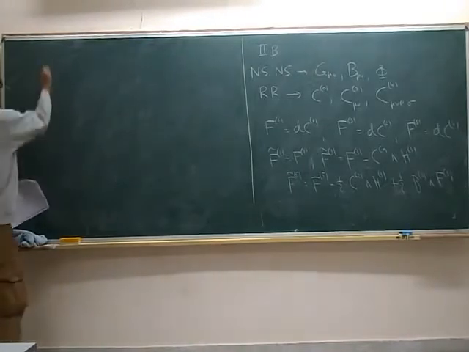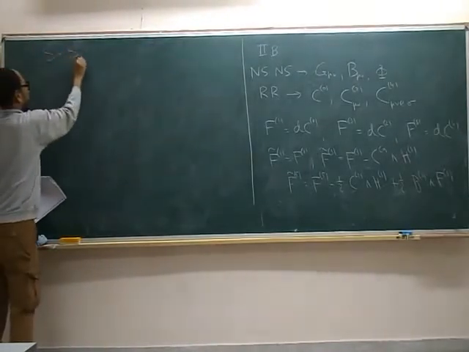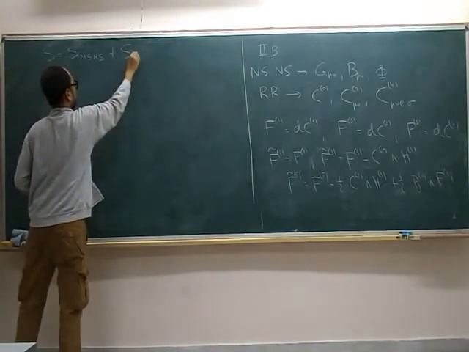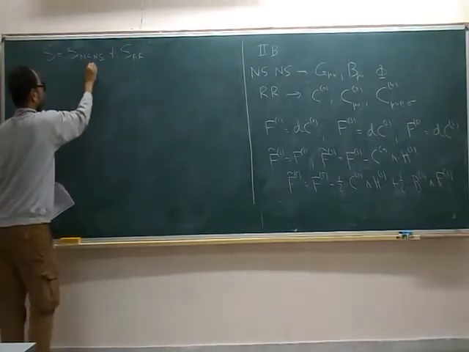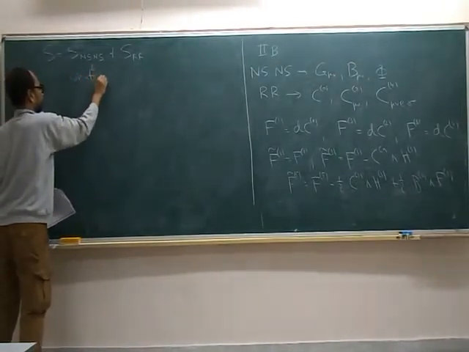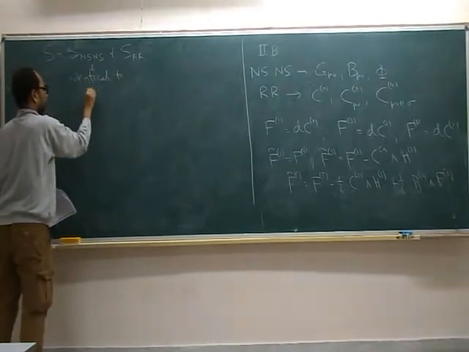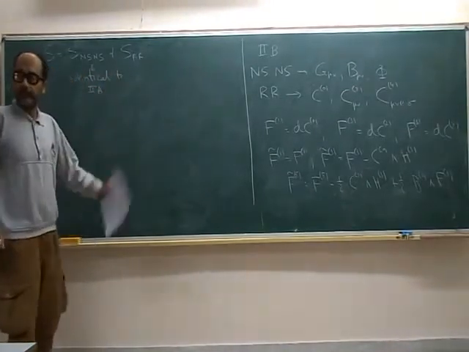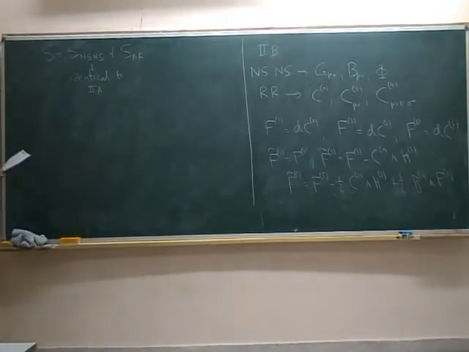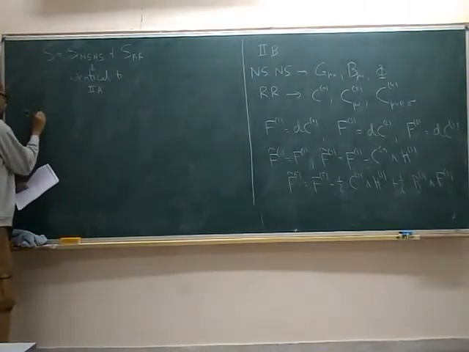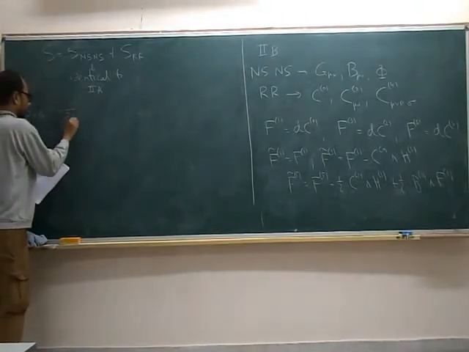So the action is again a sum of two terms, NS sector terms, and then RR. This is identical to type 2A, so I will not type it down. This of course is new because RR fields are new. So yes, RR is minus 1 over 2 kappa 10 squared.